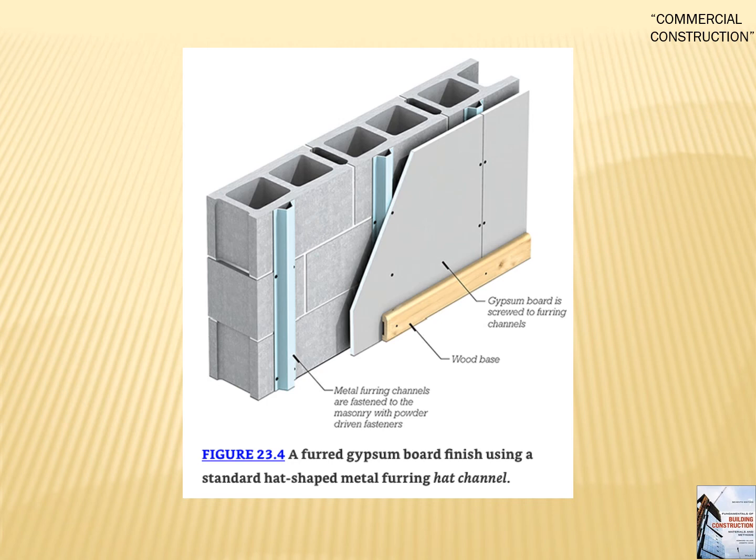Also, if you have perimeter walls or the walls of your core or concrete block, you fur them out, metal furring strips, and then you can put your sheet rock or drywall or vinyl coated rock, different things you do in commercial construction.